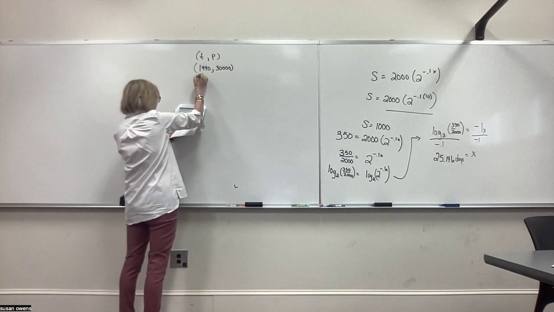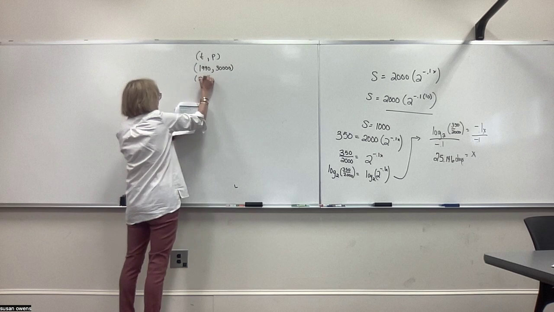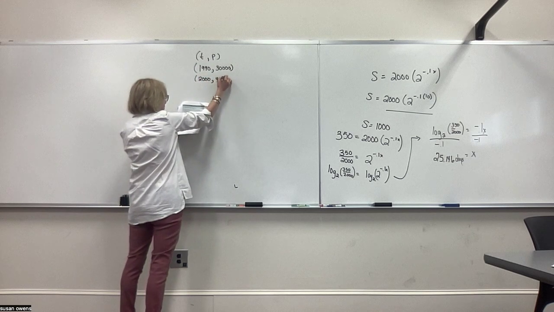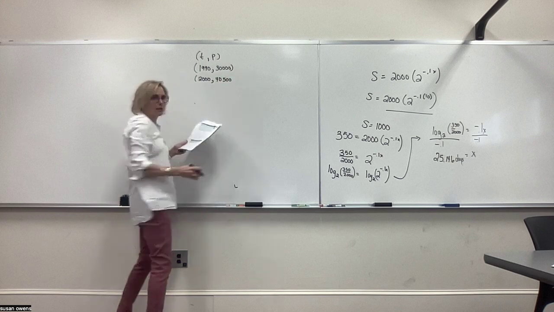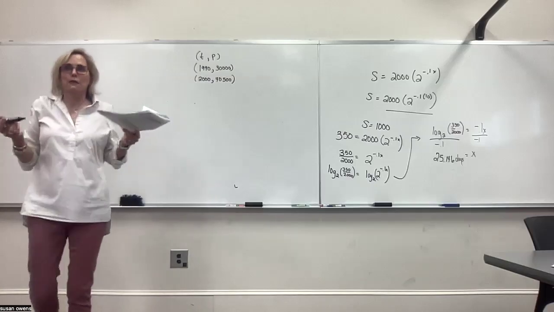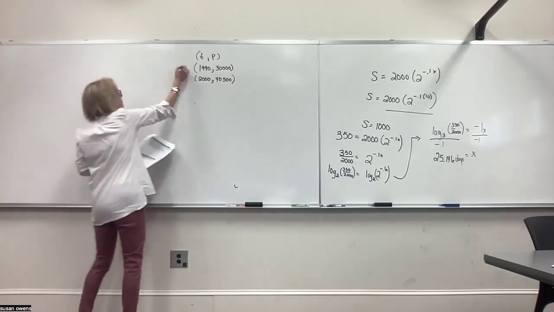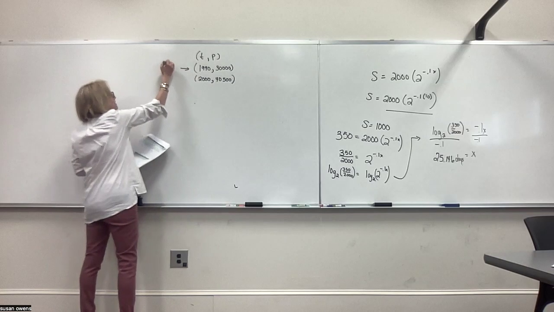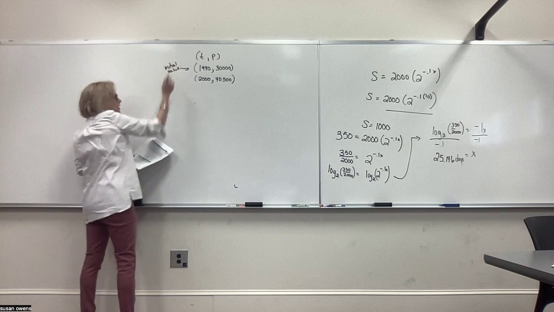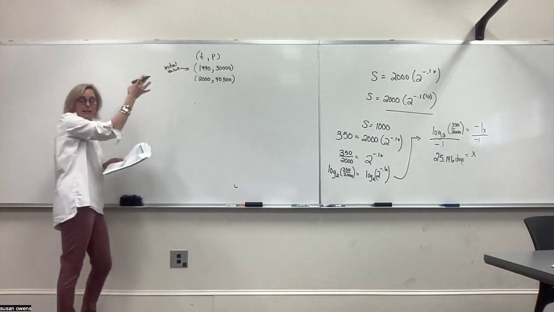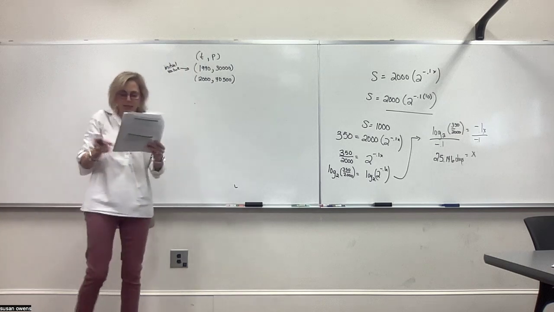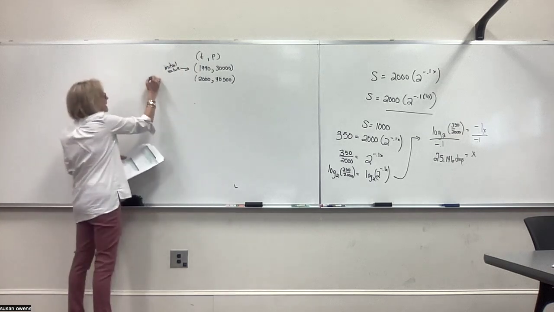Then they gave me another time, 2000, and a population of 40,500. Okay, so I pick the earliest one, and I let that be my initial values. So since that's my initial value, my initial year is 1990.